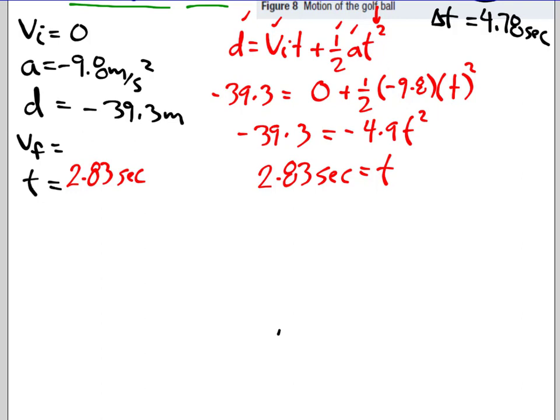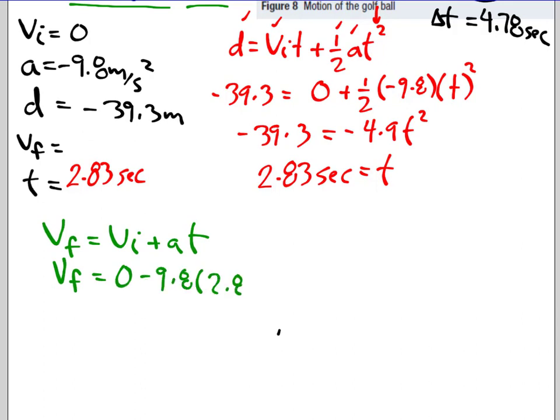So VF, we know the time now, so we can go back and use this guy if we like. So VF is going to be 0 minus 9.8 times 2.83. Okay, and 9.8 times 2.83 is 27.7 meters per second, and it is negative because it is down.